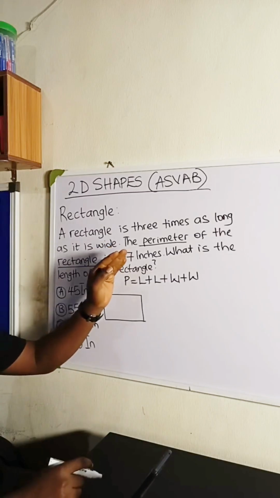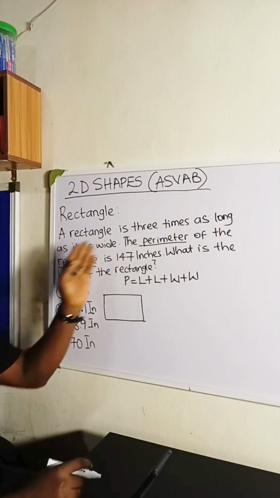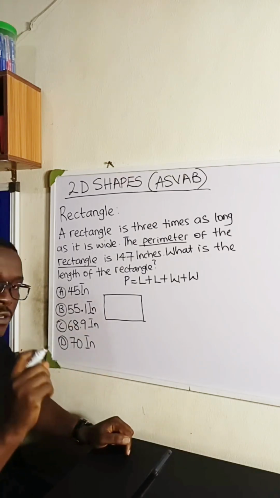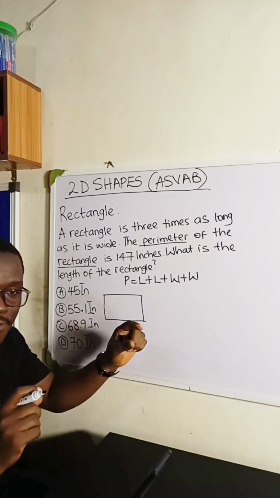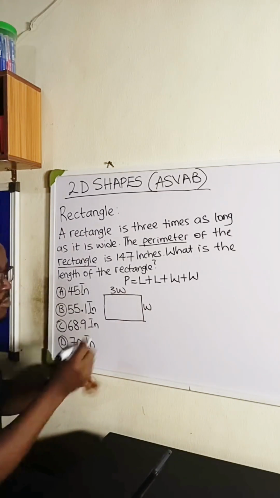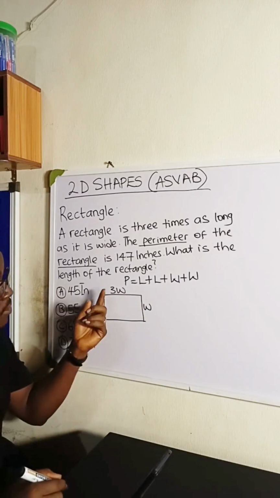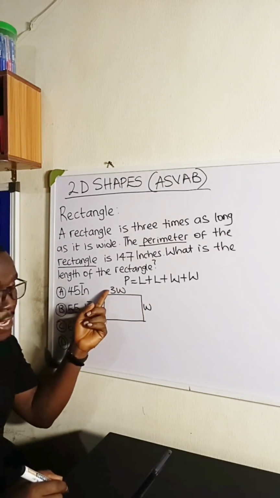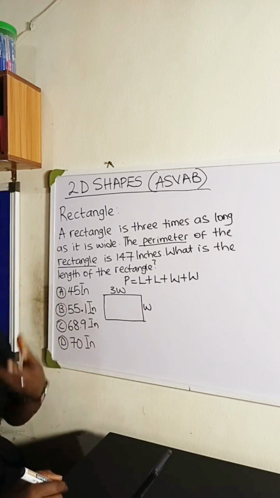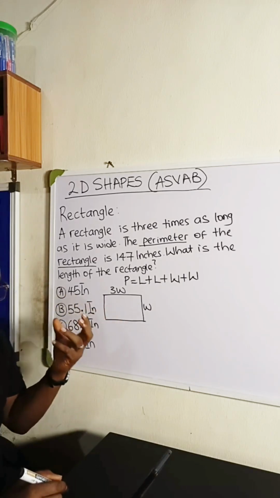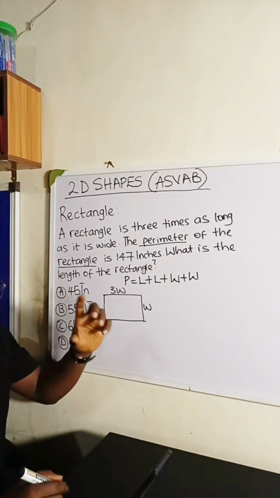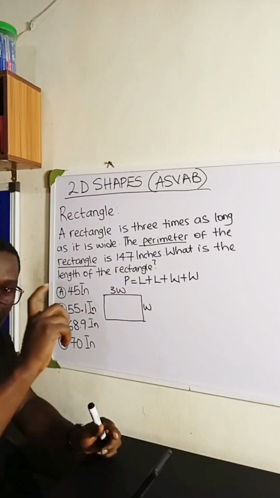From the question, we are told that a rectangle is 3 times as long as it is wide. So we don't know the length, we don't know the width, but we know that whatever the width is, the length will be 3 times that value. Okay, so if the width is W, the length will be 3W. This is a word problem that you need to convert to a picture so you can understand it clearly. Whatever the width is, the length is 3 times of that.